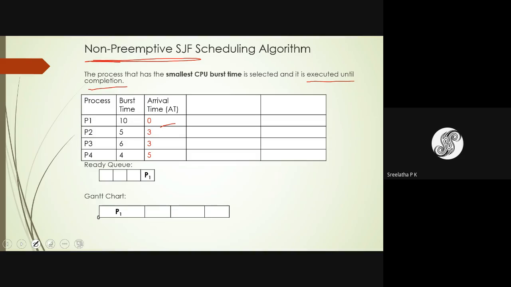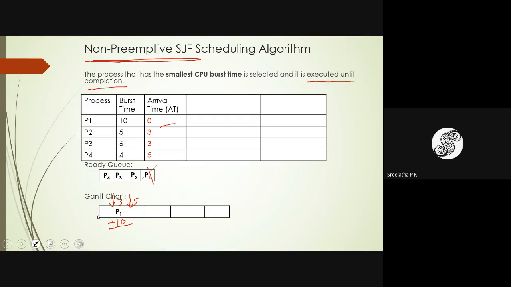P1 is selected. This is non-preemptive SJF, so the program runs until completion. Fine, it executes for the complete 10 milliseconds. So the program completes the execution. Meanwhile, when it is completing the execution, at 3 milliseconds, P2 and P3 have arrived. And at 5 milliseconds, P4 program also has arrived.